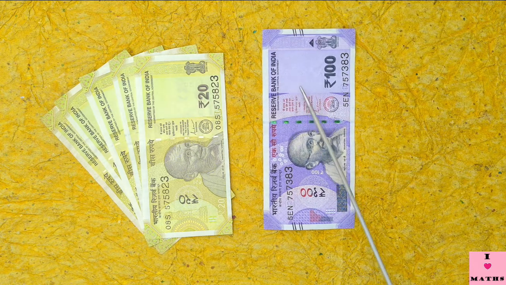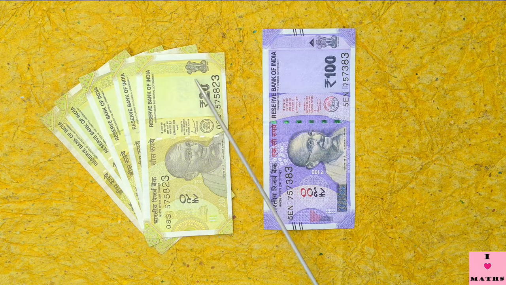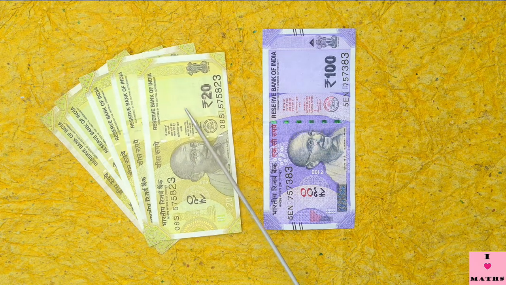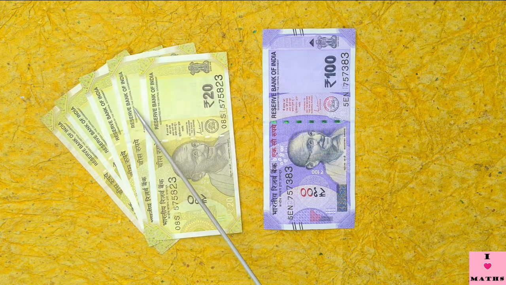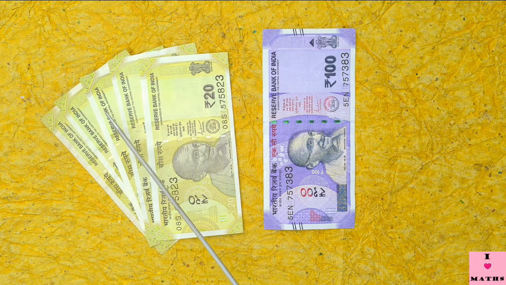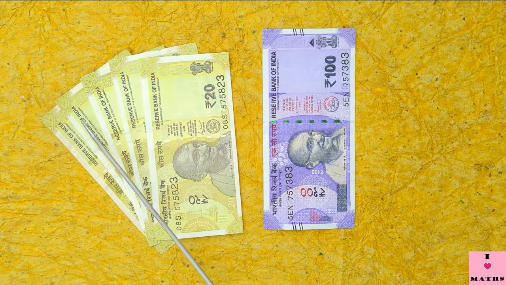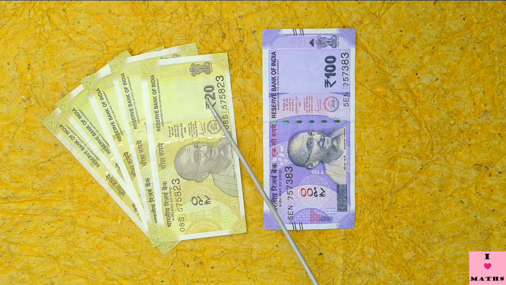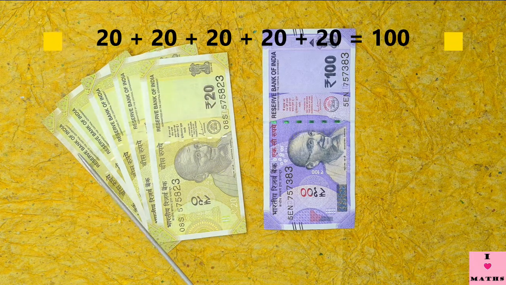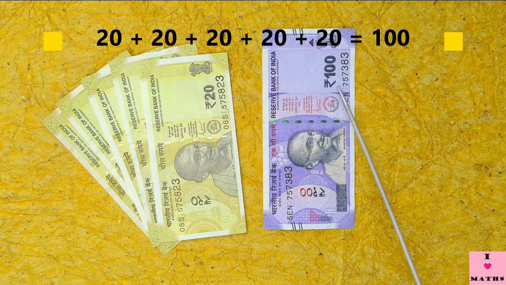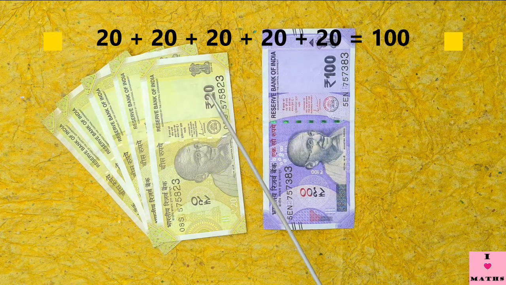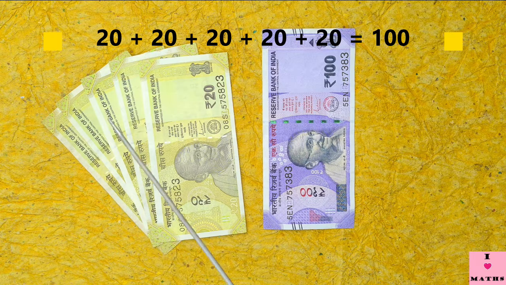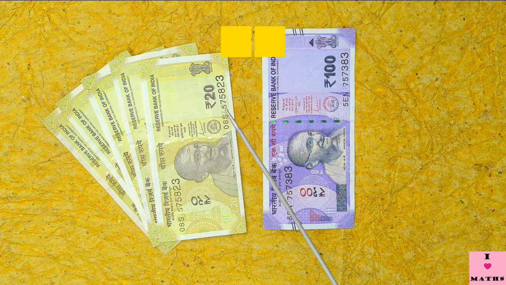So that way you can make the table of 20. 20 plus 20, 40, plus 20, 60, plus 20, 80, plus 20, 100. So these 5 20 rupee notes make 100 rupees. So in place of this 100 rupees, I can give these 5 20 rupee notes to my friend.